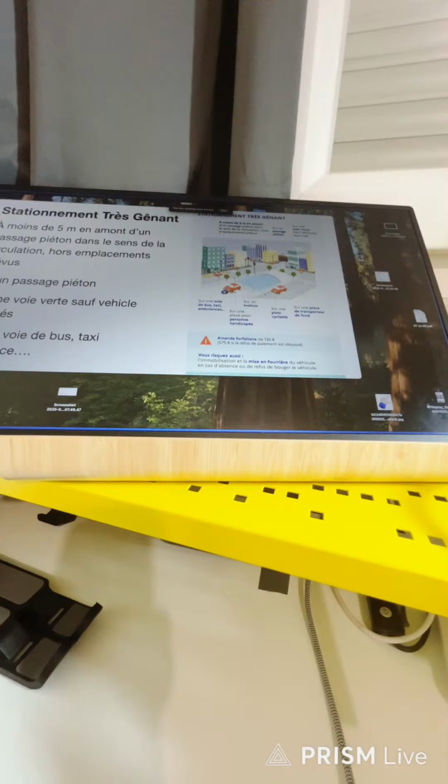Then the next one is "sur une voie de bus, taxi, ambulance". You cannot park there. The lane that is reserved for bus, ambulance, taxi, you cannot park in the lane. It's not possible. Or for bicycle, you cannot park there. You cannot block other people on the road.